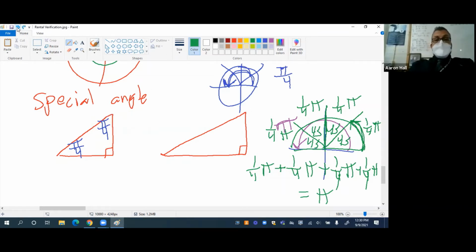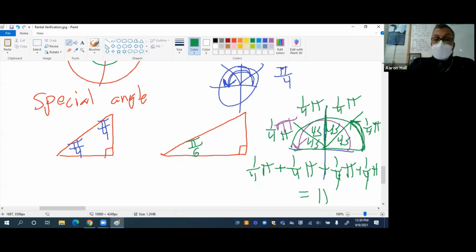Okay. Now what about 30 degrees? If I have this pi, how many slices do I divide it into for 30 degrees? How many times does 30 go into 180 degrees? 6. So this becomes how much in radians? Pi over 6. Do you want me to explain this? Is everybody good with that? Yes, no, maybe so?